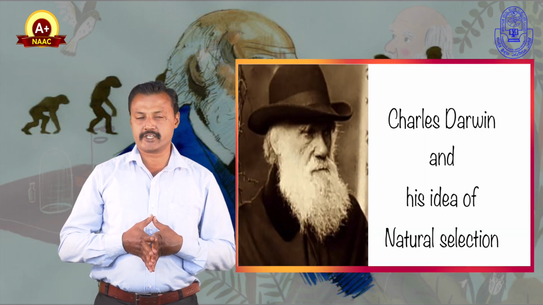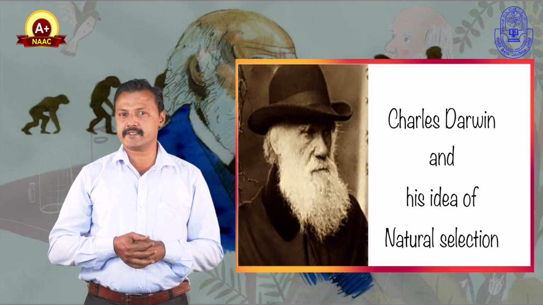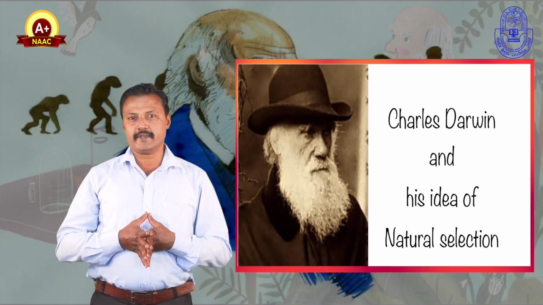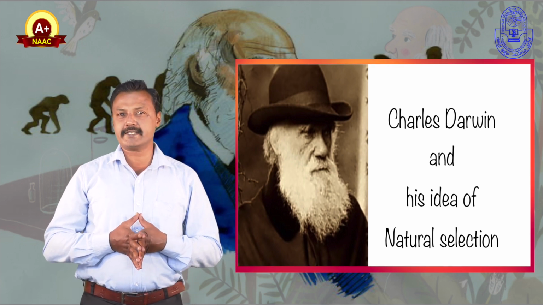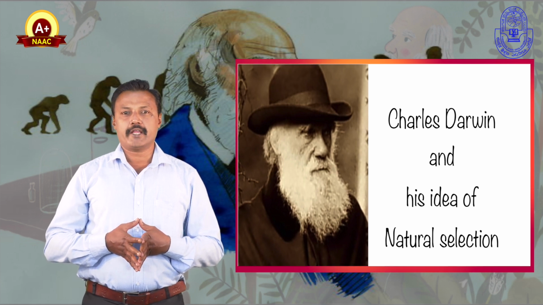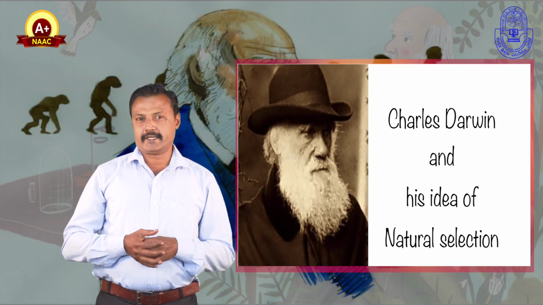In this video session, we will discuss Charles Darwin and his ideas of natural selection in connection with your second semester syllabus. To brief about Charles Darwin: Charles Darwin was an English naturalist born on 12th February 1809 in Scotland. From his school days, he had a passion for natural sciences. He collected a large number of flowers, feathers as well as insects.